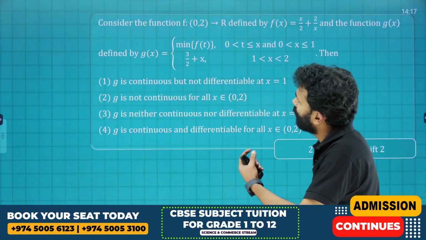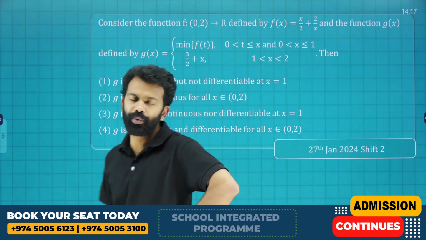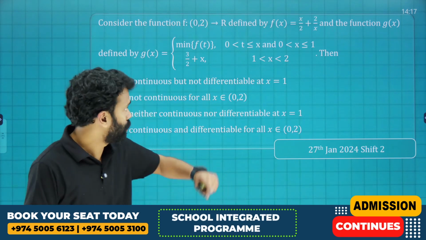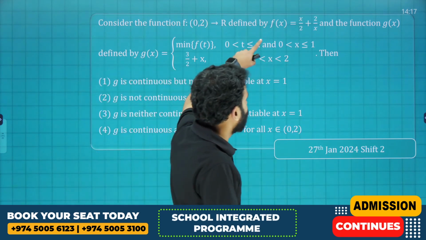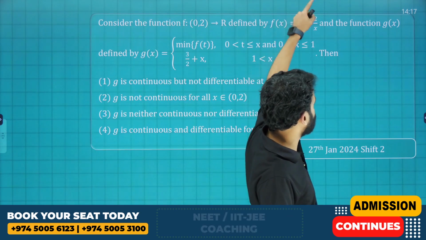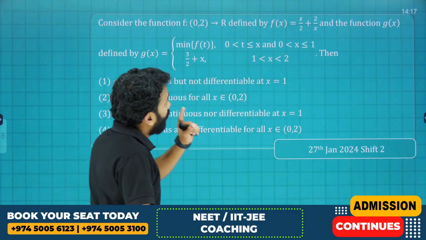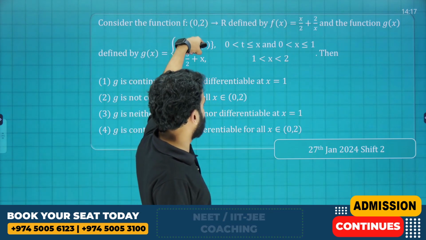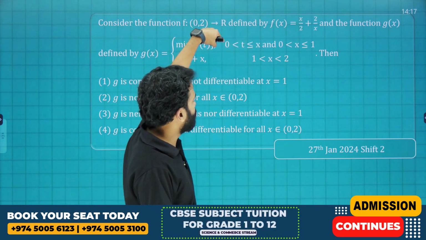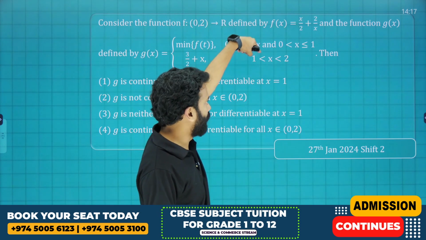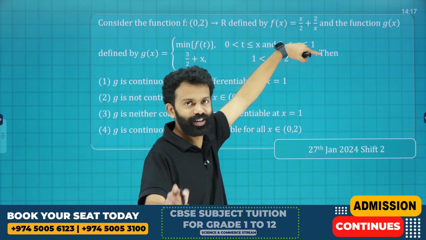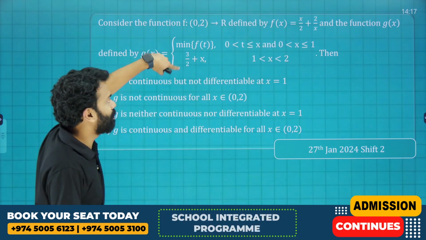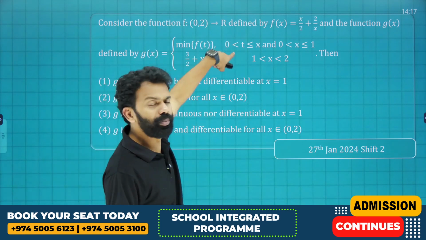Yeah, an easy one. Consider the function which is defined from the domain open 0 to 2, real numbers, defined by f of x is equal to x by 2 plus 2 by x. And the function g of x is defined by minimum of f of t, where 0 less than t less than or equal to x and 0 less than x less than or equal to 1, and 3 by 2 plus x where x lies between 1 and 2.